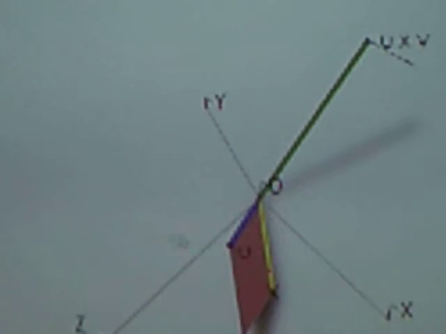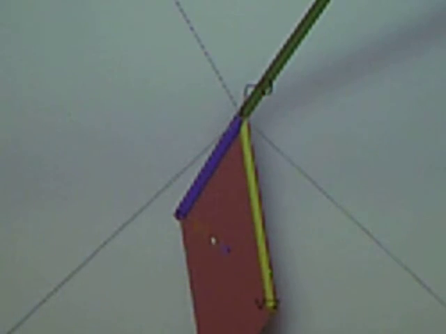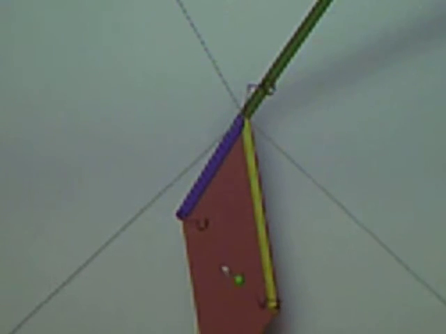And you'll notice that C, the U cross V here, the green one, is perpendicular to the plane of U and V. So this surface is the plane of U and V, and C is perpendicular to it. And its direction is defined by the right-hand rule. We talked about the right-hand rule before.